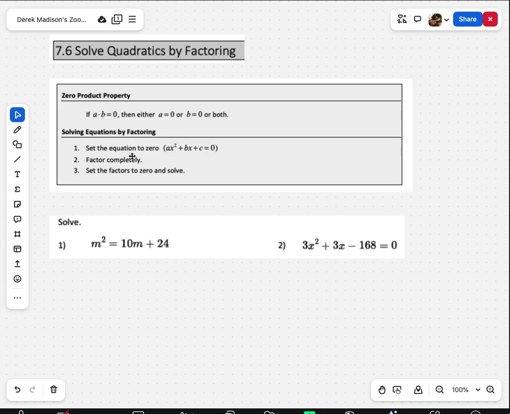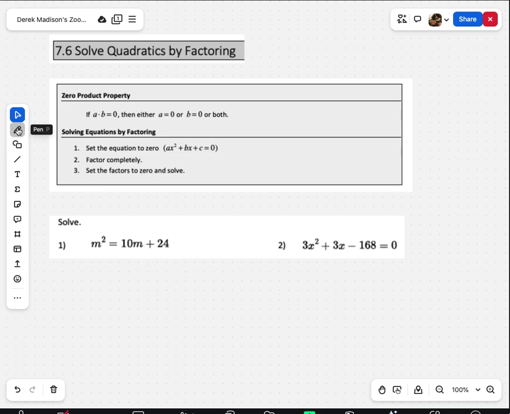With this, what we're going to do is we're going to have an equation, so it's going to have an equal sign now. We're going to get it set equal to 0, so write it in standard form, and then we factor completely, which is the hardest part, the factoring. And then we just take each of those two factors, or three factors, however many we end up with, set those equal to 0 and solve.